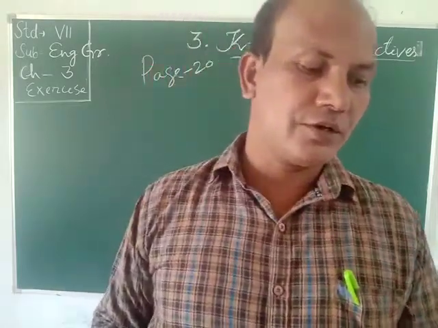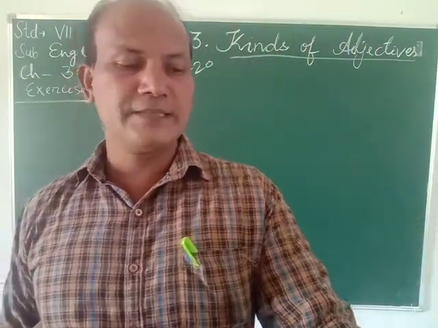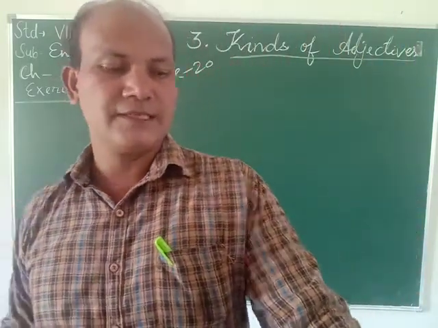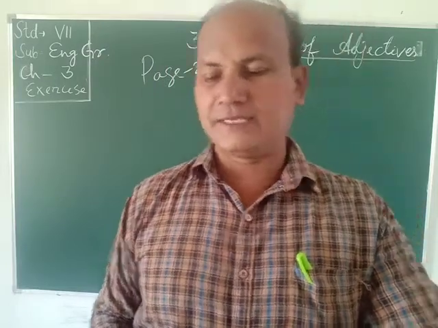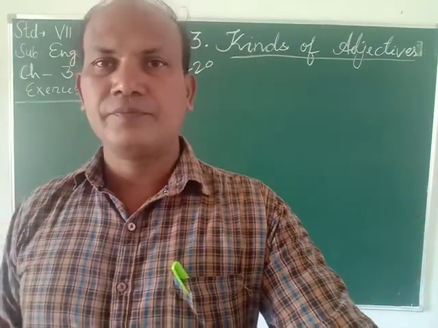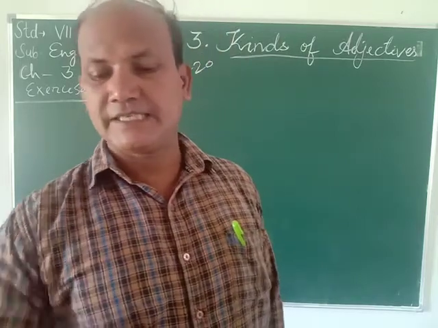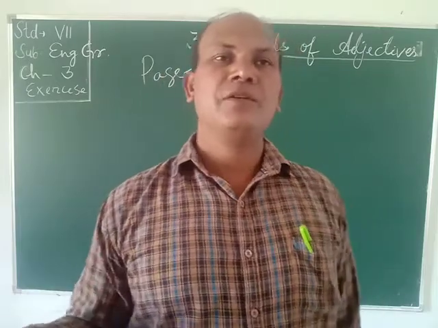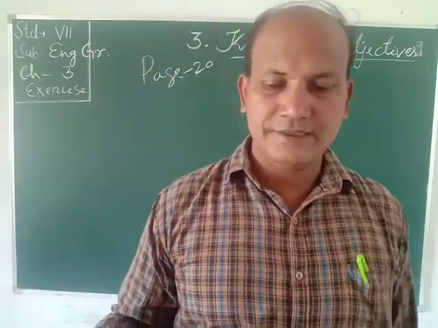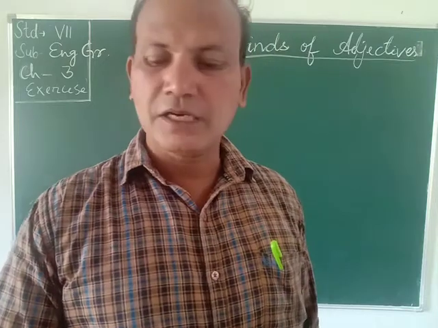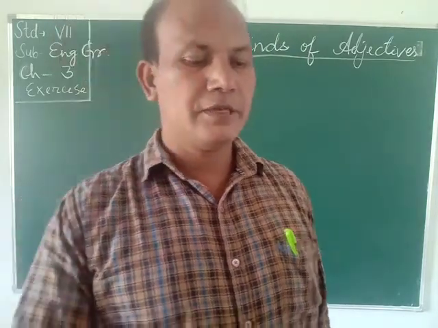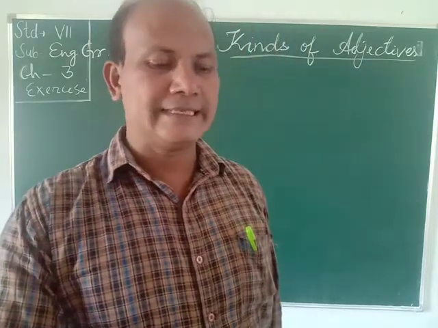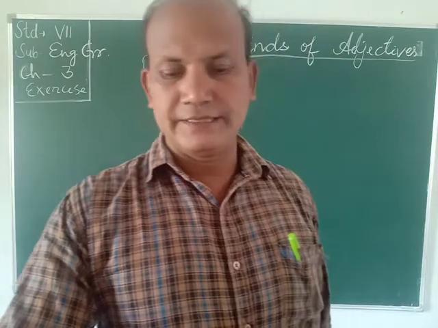Number A, create your own adjectives of quality to describe these nouns. Okay, vase. First number is vase. Large vase or big vase. Number 2, singer. We can create beautiful singer or melodious singer or fine singer, etc. Number 3, girl. Girl means what type of girl? Maybe beautiful girl, maybe pretty girl, maybe smart girl, maybe active girl, etc. We can create any adjective.